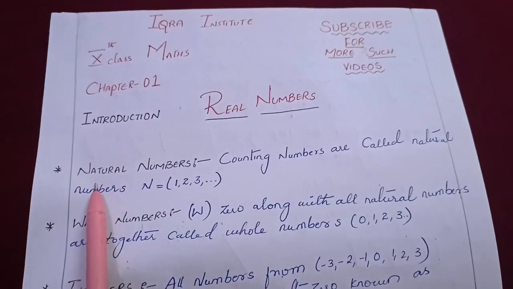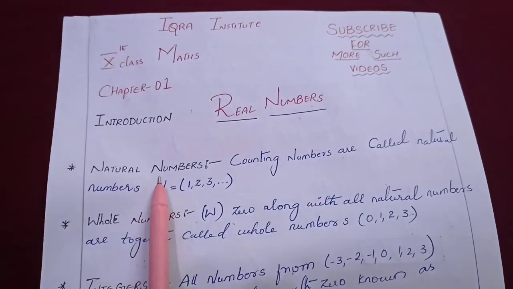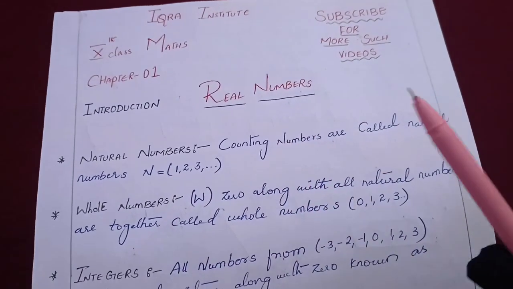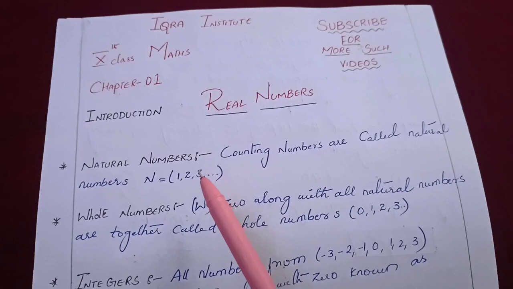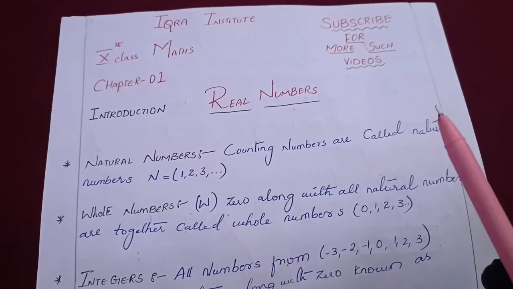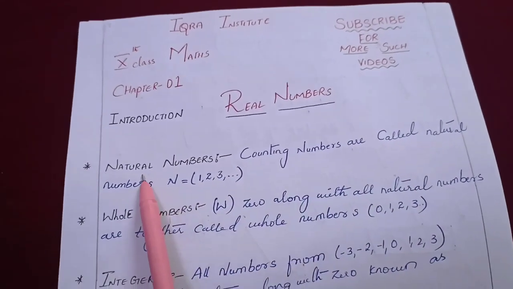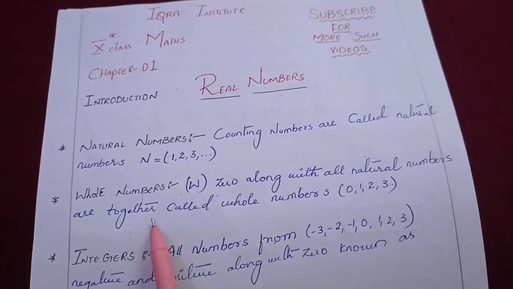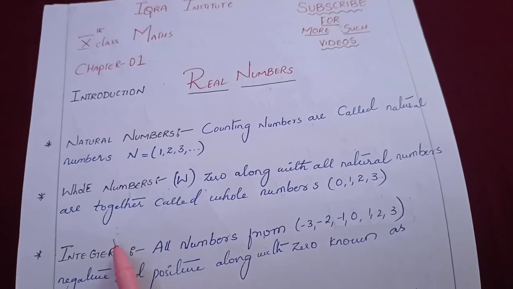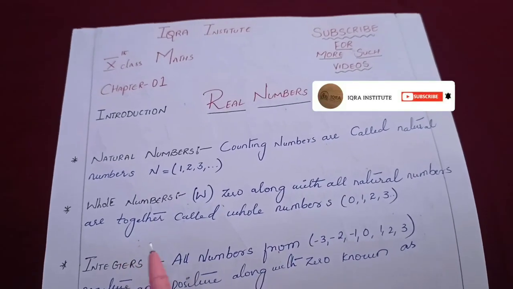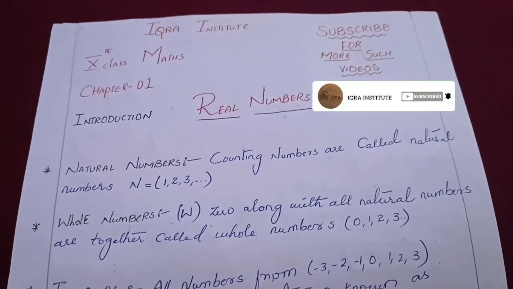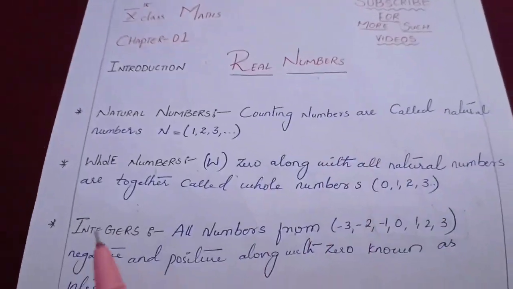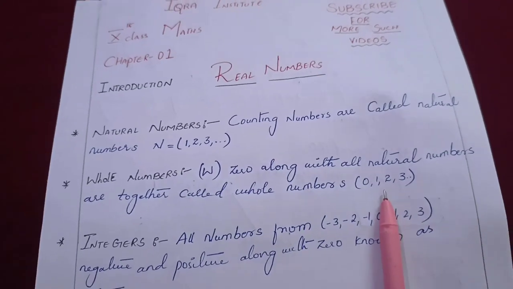So the first basic definition is natural numbers. So what are natural numbers? All the counting numbers which we are using in our daily life, 1, 2, 3 and so on, all these numbers are called natural numbers. Coming to whole numbers, 0 along with all natural numbers are together called whole numbers. In whole numbers, the 0 also will be there. So it starts from the 0, and all those numbers are called whole numbers.